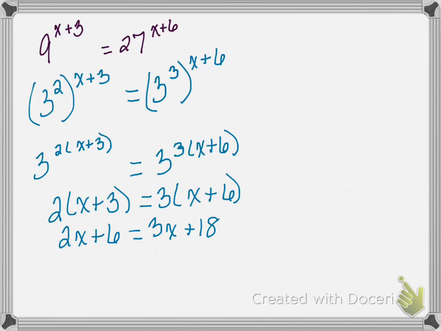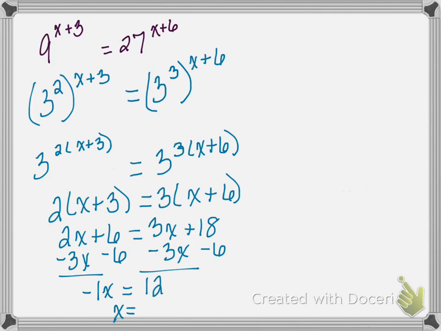I'm going to subtract 3x from both sides. So I'm left with negative 1x equals, I'm going to go ahead and subtract 6 from both sides. So I get negative 1x equals positive 12. So what does x equal? X is negative 12.